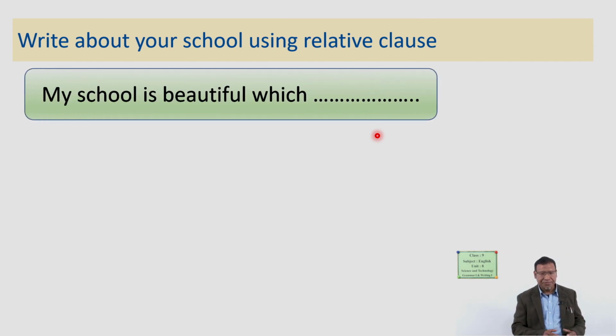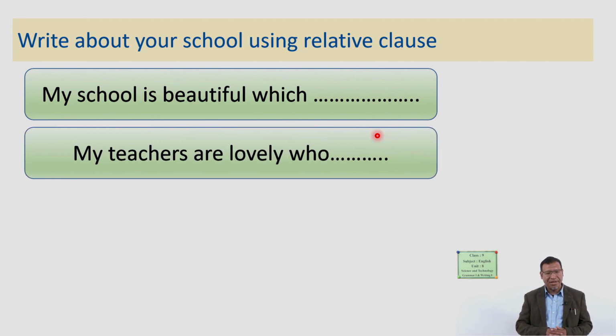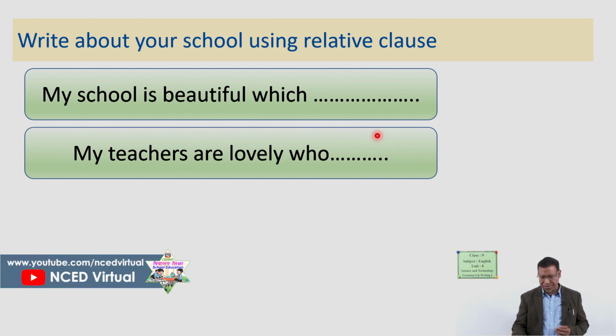For example, when you talk about school, you can say, my school is beautiful, which is located near the beautiful river. Okay, or my school is beautiful, which has 5 buildings, and so on. Similarly, when you're talking about this school, there are teachers. So my teachers are lovely, who teach us very nicely. My teachers are lovely, who are very kind. Okay, my teachers are lovely, who guide us nicely, and so on.